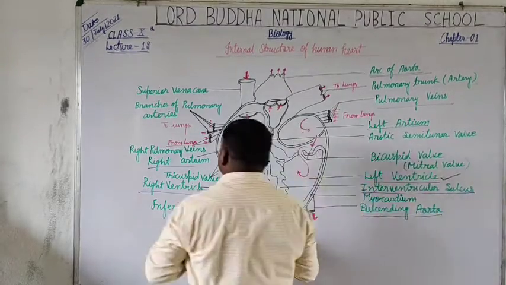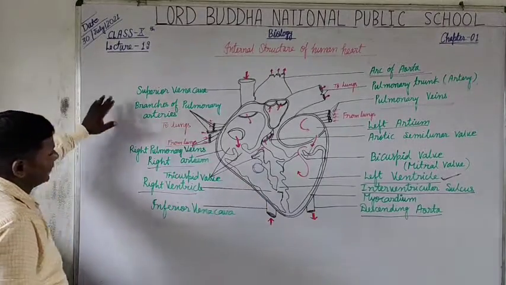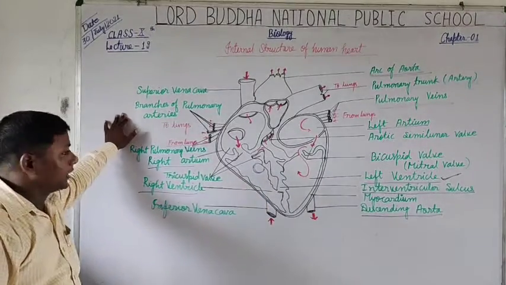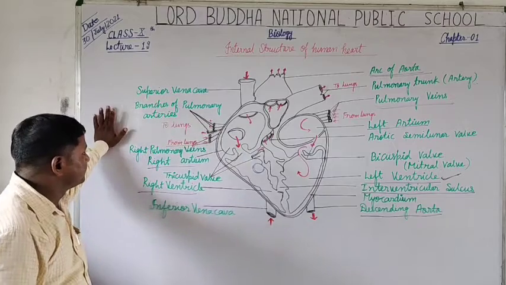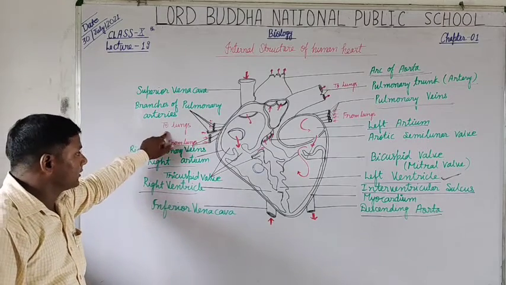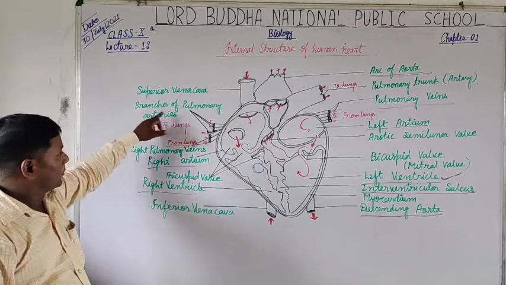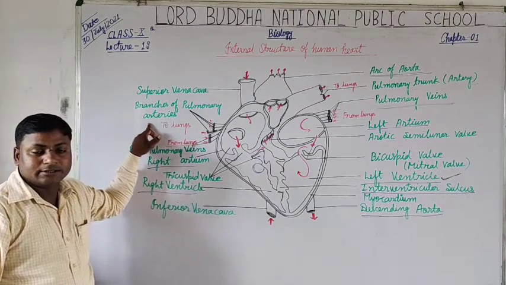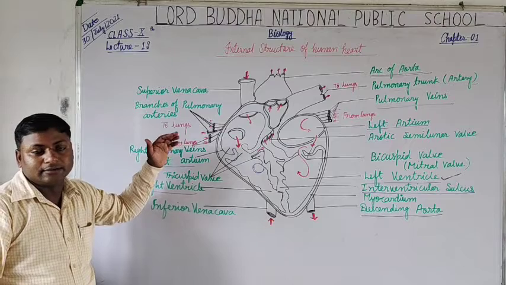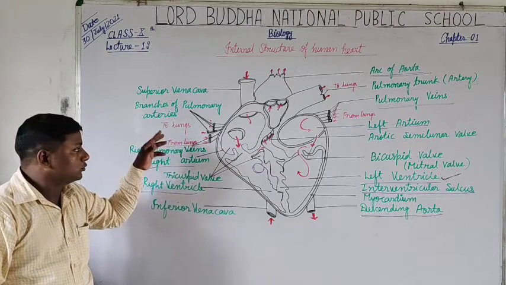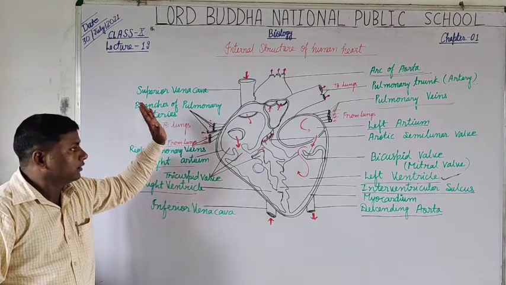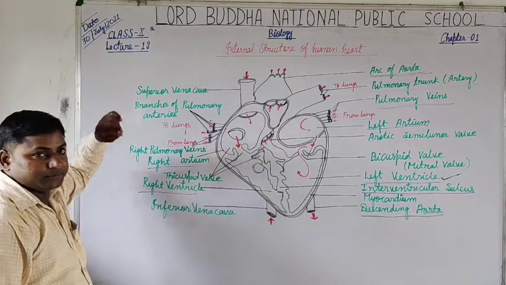Now students, one more important thing to clear here: these are the branches of the pulmonary artery. And here I write to lungs. Pulmonary arteries send the deoxygenated blood to the lungs. Is that clear?